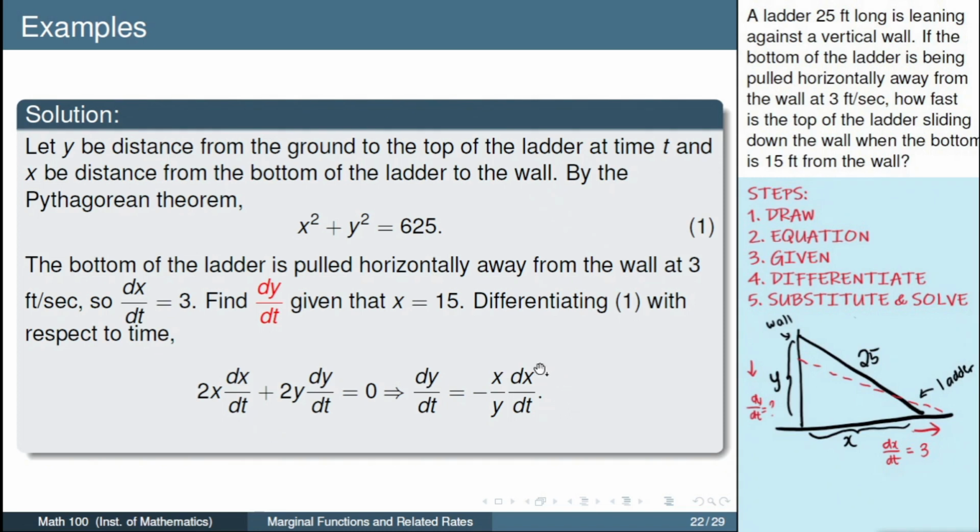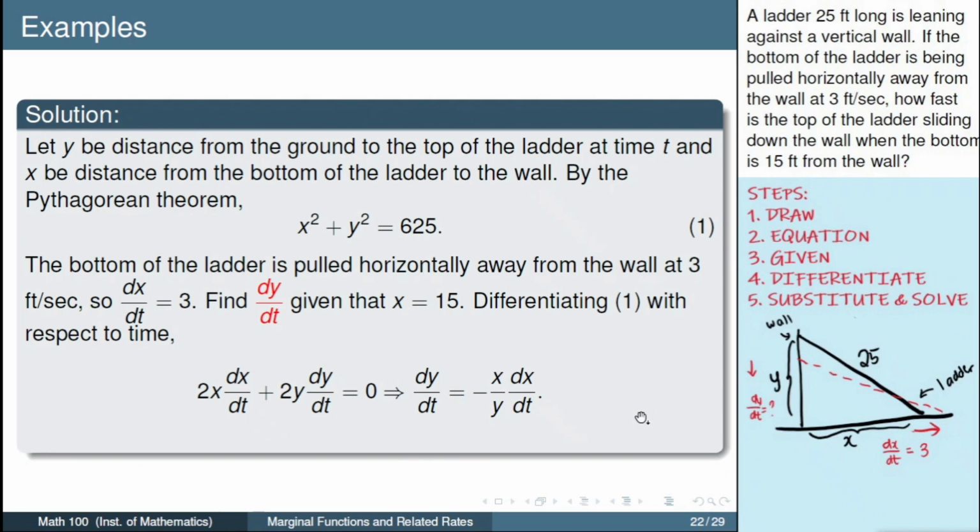Tingnan natin tong equation na to. Ang hinahanap sa atin ay dy over dt again. Ang mga kailangan natin para ma-solve to ay yung x, which is given to us. Yung y ay hindi given. Yung dx over dt ay given. Okay? So, dito, hindi pa tayo magsa-substitute kasi kulang pa tayo ng isang variable, which is yung y.